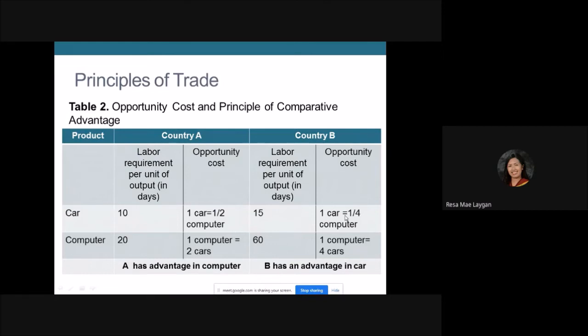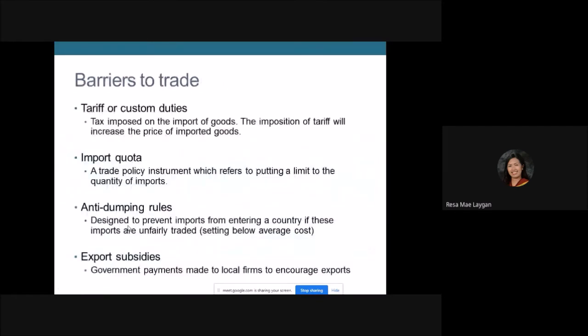So, in computers naman, makikita natin na mas advantage si country A. Kasi sa isang computer, dalawang cars lang yung masasacrifice. Unlike in the country B, apat na cars. Diba? So, in terms of computer, mas advantage si country A. Pero in terms of car, mas advantage si country B. So, take note na, our basis on this comparative advantage, it's more on the opportunity cost. Okay? So, you see the difference between the absolute and the comparative advantage. Dito, it's more on the opportunity cost talaga. However, yung absolute, it's more on the resources. No? Okay, so what are the barriers of trade?